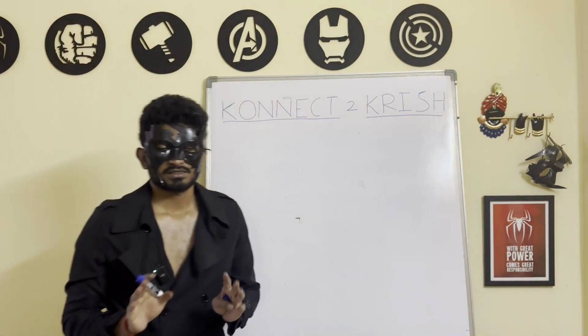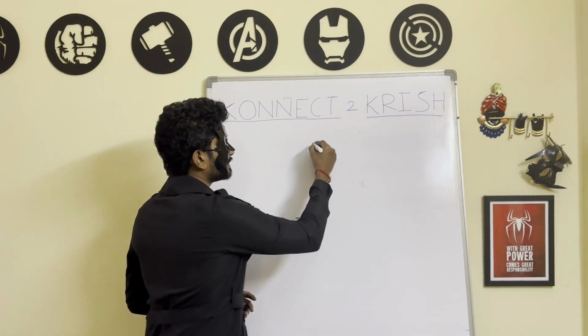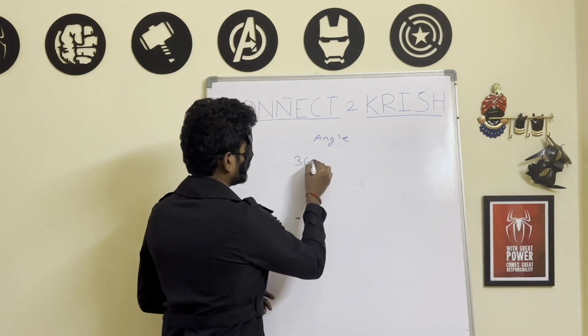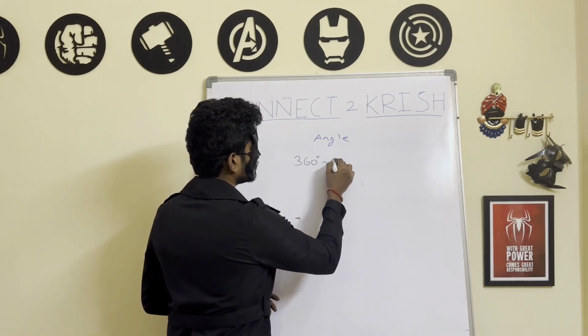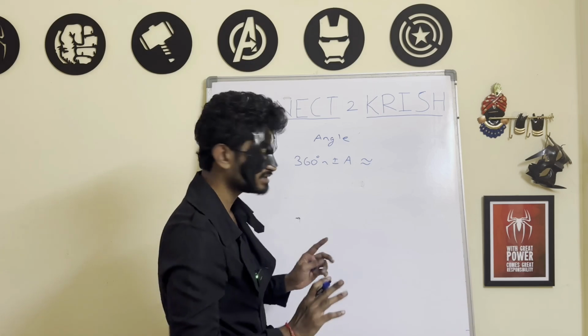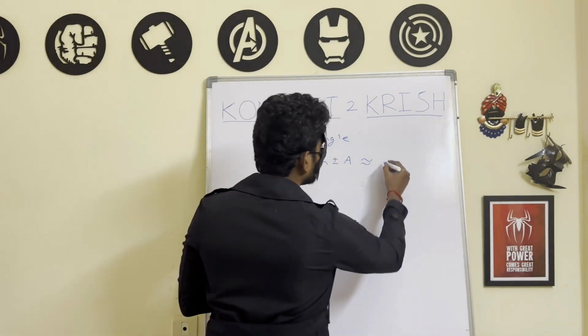And friends, another important concept regarding angles which you need to remember is that if you have something like 360 degrees into n plus or minus some a, it's equivalent to nothing but plus or minus a. I won't say it's equal, but it's equivalent.